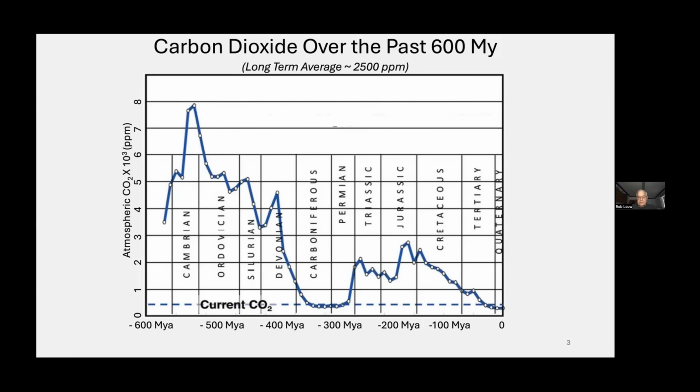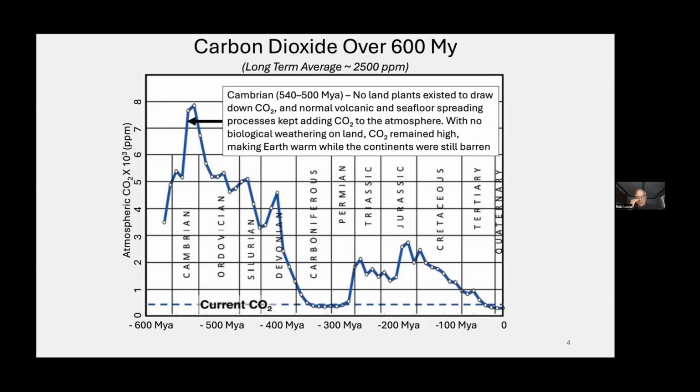I'm going to dig into this in a little bit more detail and give short explanations of why we see these changes in the levels of carbon dioxide. And let's begin with the Cambrian. At that time, no plants existed to draw down CO2, and normal volcanic and seafloor spreading processes kept adding CO2 to the atmosphere. And with no biological weathering on land, CO2 remained high, making Earth warm while the continents were still barren.